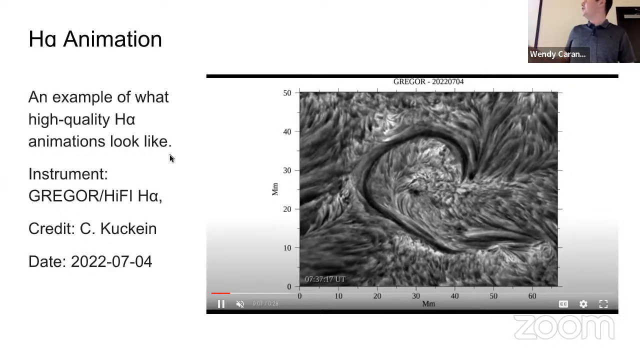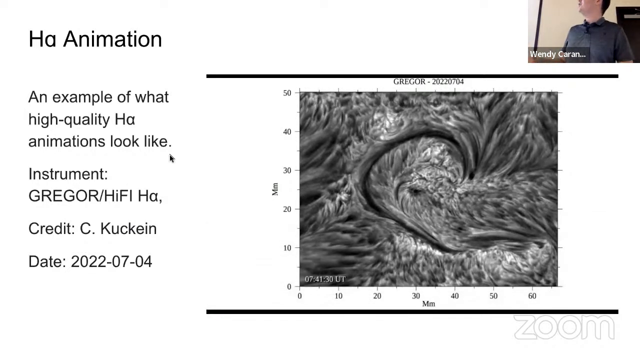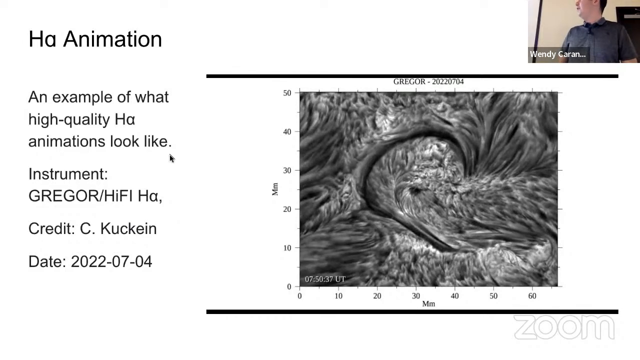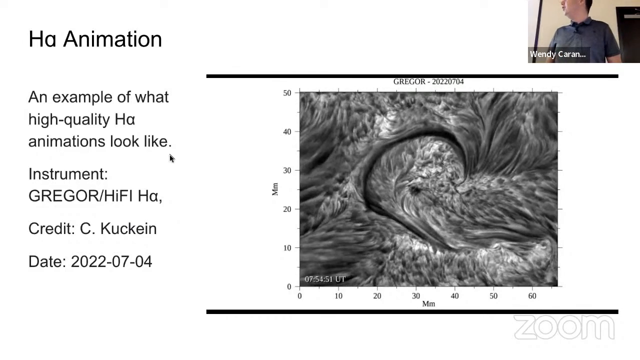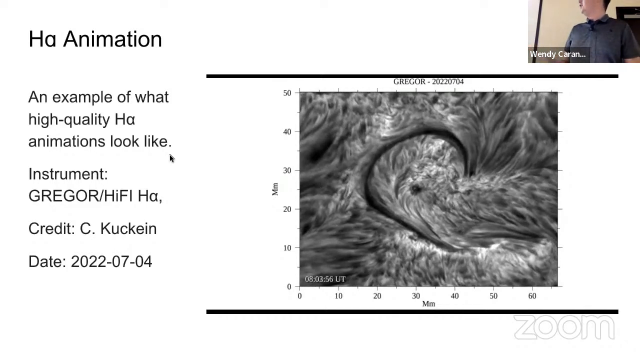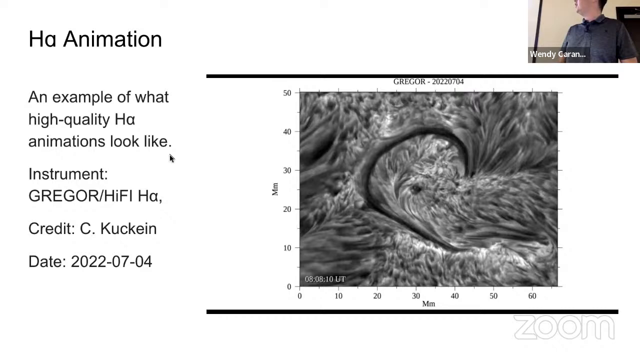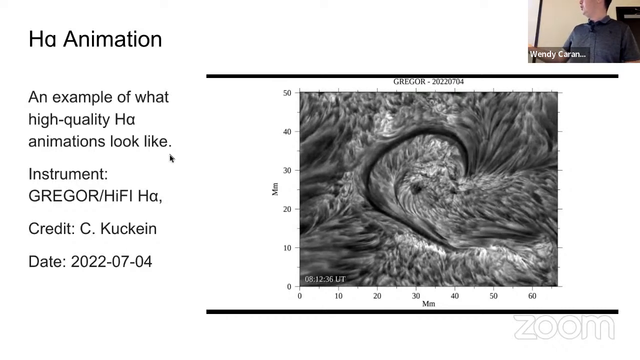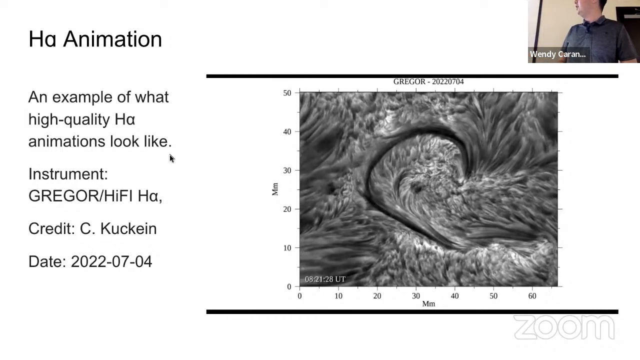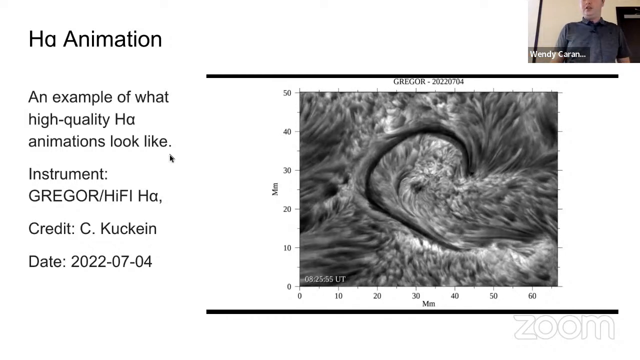All right. So here's an animation of a different filament that was seen on the 4th of July of this year by the Gregor telescope, which is the largest solar telescope in Europe. And so this is just an example of what an animation would look like. And in the middle, you can see there's a pore right here. And then this is the filament surrounding it. It's kind of weirdly shaped.